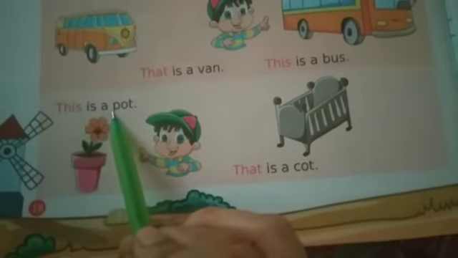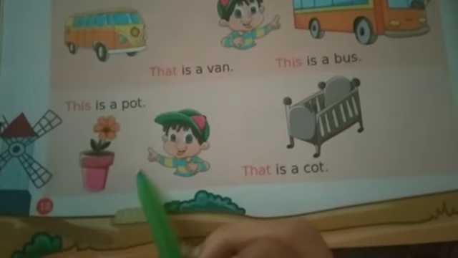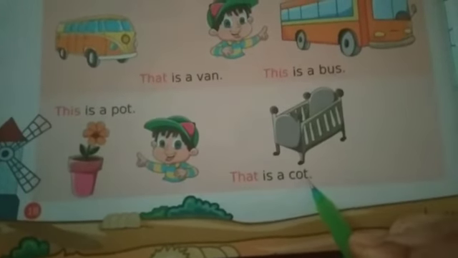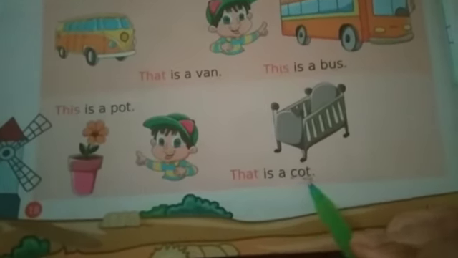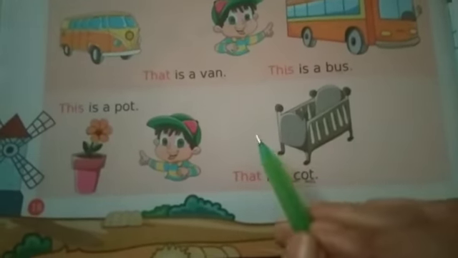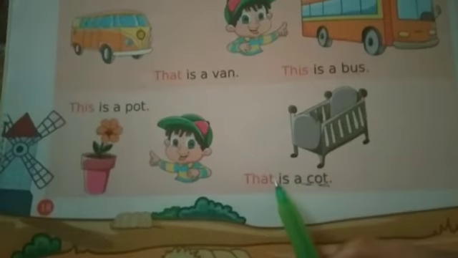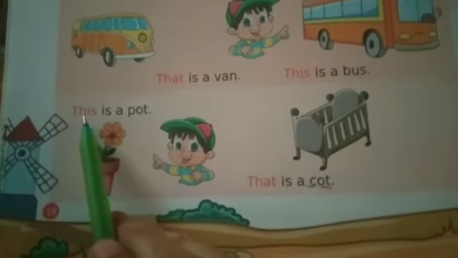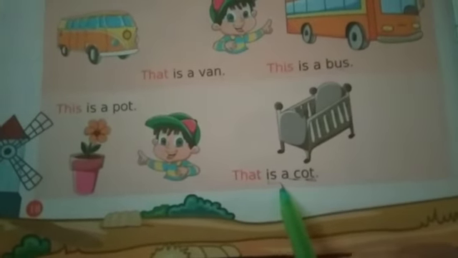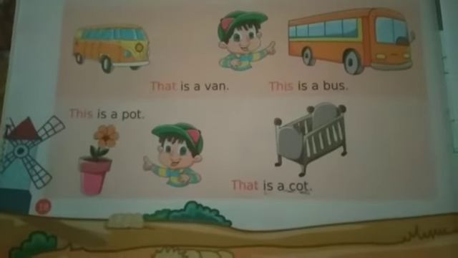Last. Which picture is this? Pot. P-O-T. Pot. The pot is near to the boy. And which picture is this? Cot. C-O-T. Cot. So the cot is far from the boy. So we use this for pot and that for cot. So read this sentence. This is a pot. That is a cot. Understand, children?